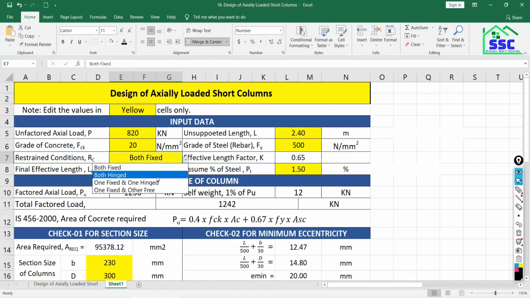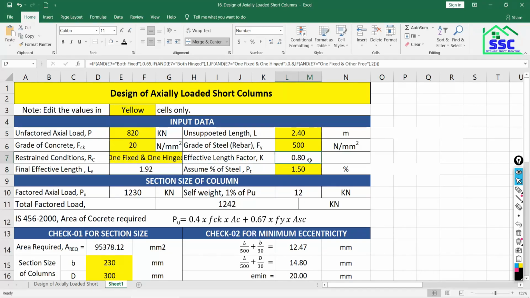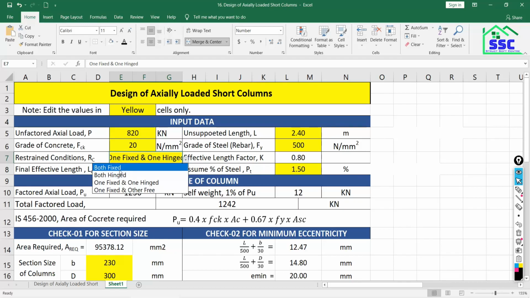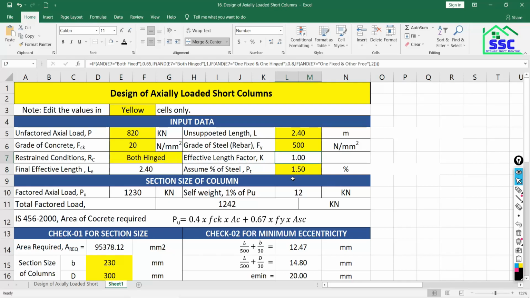0.65. If you are taking one fixed, one hinged, accordingly the effective length factor is going to change to 0.8. But in this example, we are going to consider both ends as hinged, so accordingly the effective length factor will be 1. Now the final effective length will be equal to the effective length factor multiplied by the unsupported length of the column. Just try to understand.